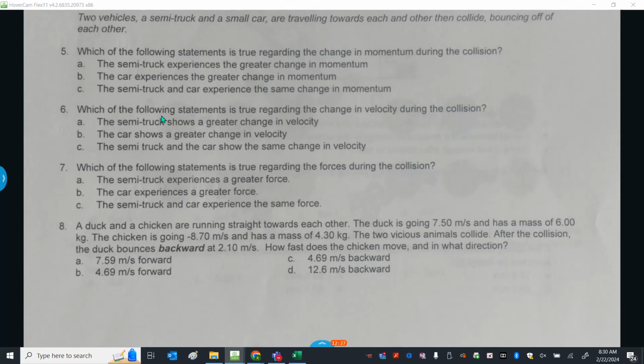For every action, there is an equal and opposite reaction. Those forces are equal and opposite. It is a force pair. Okay, so that's what you should have selected for number 7, answer choice C. The semi-truck and car experience the same magnitude of force. Again, I prefer the word magnitude in there, but again, it's the only one that makes any sense because it is equal and opposite. All right, any questions about 5, 6, or 7?